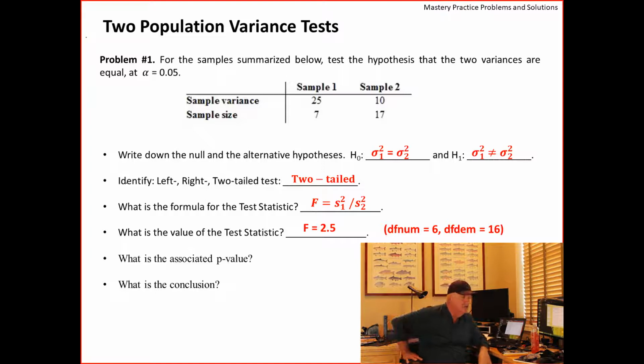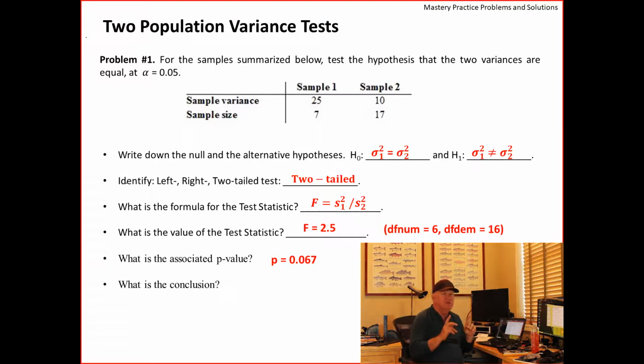You're going to go to F CDF. The lower bound is 2.5. The upper bound is 1E99. The numerator degrees of freedom is 6. The denominator degrees of freedom is 16. When you run that, you'll see that the p-value is 0.067. Now, what's the conclusion?